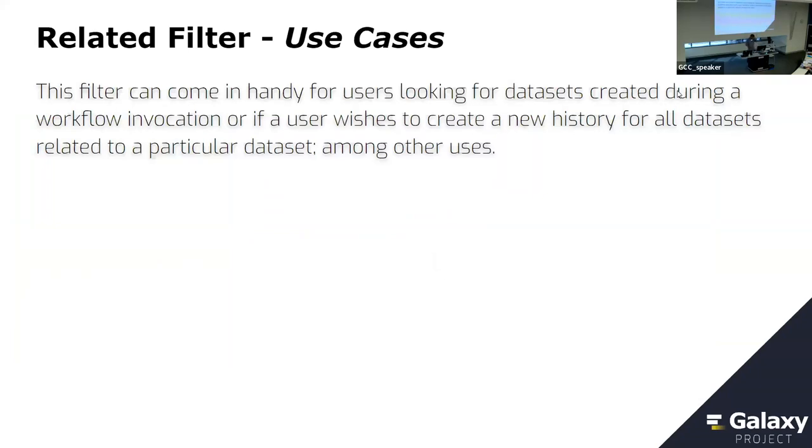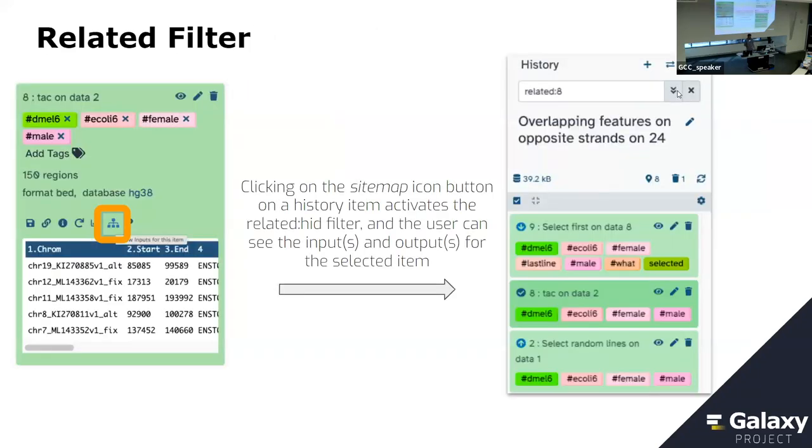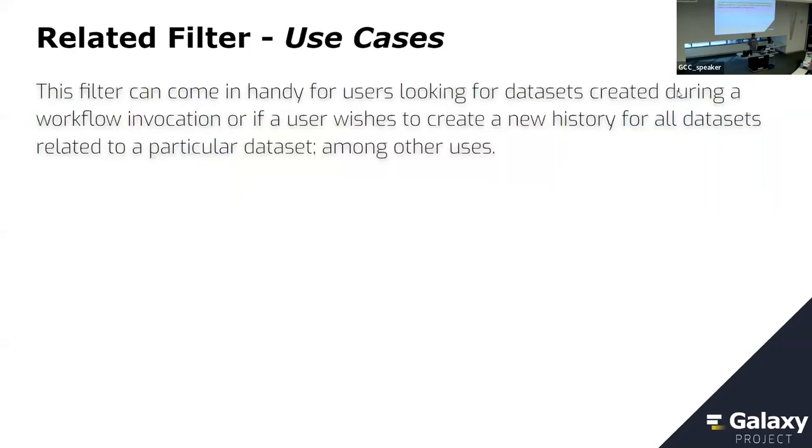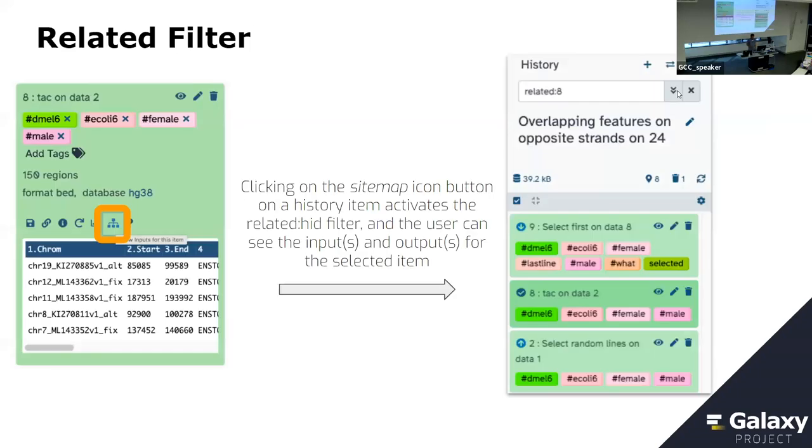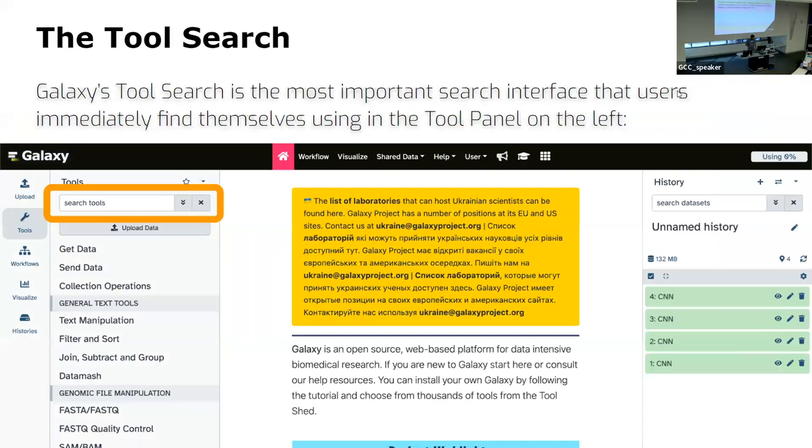There are several use cases. Some that come to mind are, for instance, you have a workflow invocation for a workflow that failed. You expand that, look at the dataset, and you click this icon, and it will give you more context, and you can then explore those datasets and see what might have caused it to fail. Or you could also use this filter to create a new history for items that are related to one important dataset.